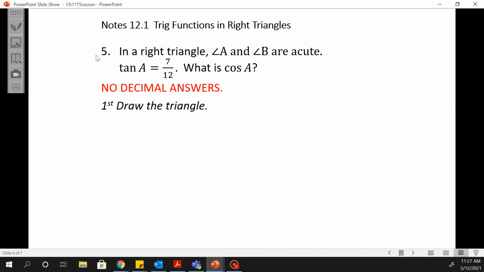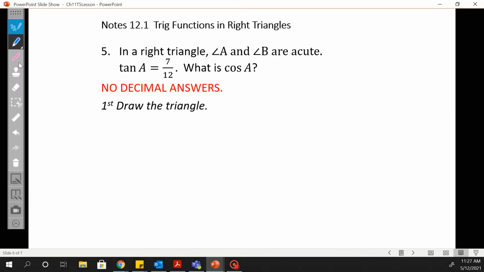Number 5, in a right triangle, angle A and angle B are acute. I mean, obviously. Acute means it's smaller than 90 degrees. I mean, there's no way for it to not be acute if it's a right triangle. So you got angle A, you got angle B. I guess essentially what they're telling us is that angle A and angle B are not the right angle. So that's what they're trying to tell us with it being acute.